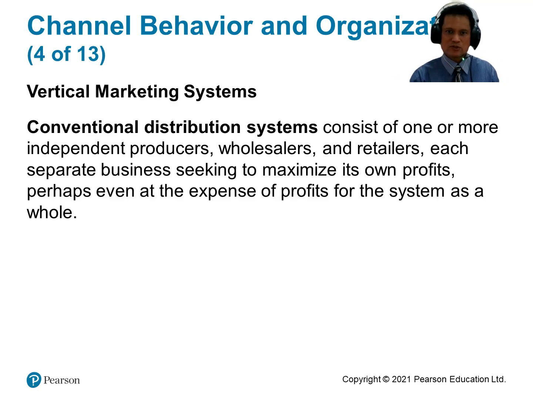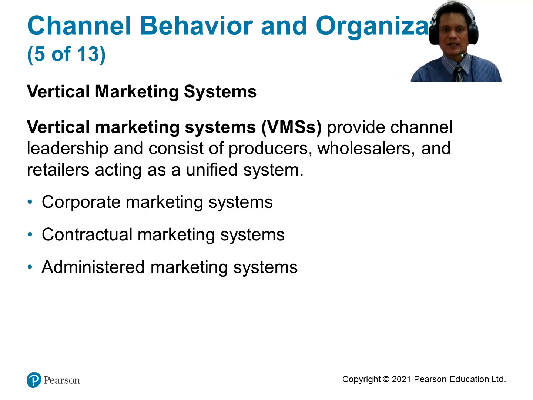So that is the conventional system of distribution. But the vertical marketing system, or VMS, provides channel leadership and consists of producers, wholesalers, and retailers acting as a unified system. They work collaboratively together. The corporate marketing system is the first term that we will see. Also, the contractual marketing system and the administered marketing system.